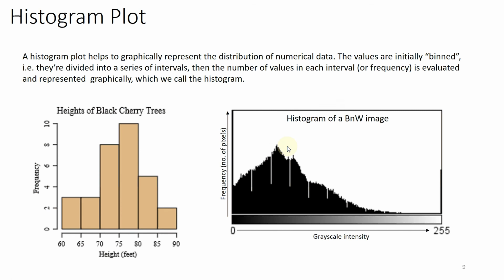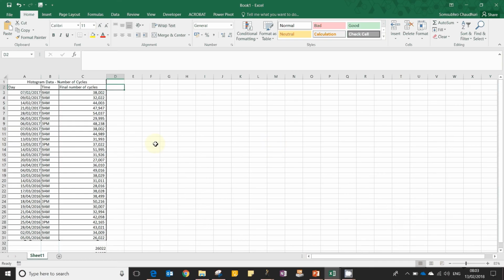So let me go to the data now. So this is what we are trying to plot. We are trying to plot the histogram data of the final number of cycles. So what happened was we did fatigue tests for a lab, and these are the multiple tests that we did with their days and time, where there were 29 such tests, as you can see in count here. And these are the final number of cycles that the test was run till. So now what we're going to do is we're going to plot a histogram plot of this data.